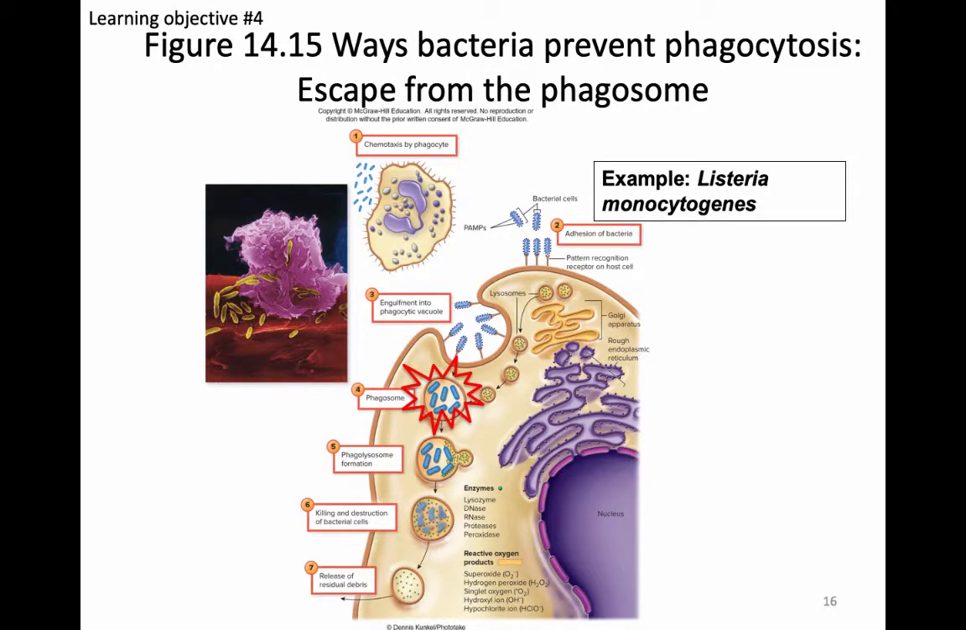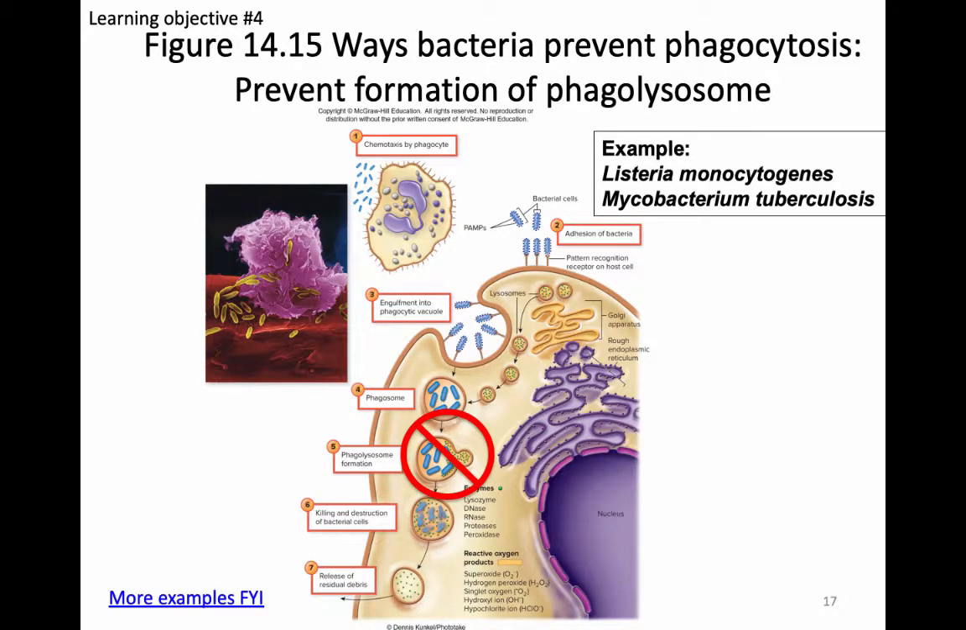Some microbes will get pulled into the interior of the phagocyte, but then they can escape from the phagosome and remain inside the phagocyte, residing in the cytoplasm. Some microbes can prevent formation of the phagolysosome, which is what's formed after the phagosome fuses with the lysosome.